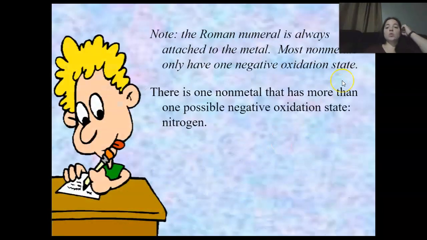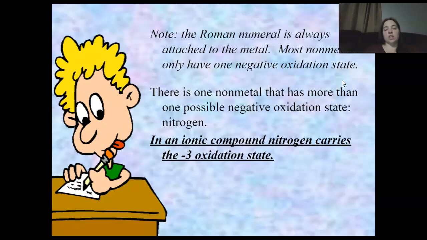All right, so Roman numerals always attached to the metal. Most nonmetals have only one negative oxidation state, so we don't have to worry about that. There is one nonmetal that has more than one possible negative oxidation state, and that's nitrogen. In ionic compounds, nitrogen is going to carry that -3 though.